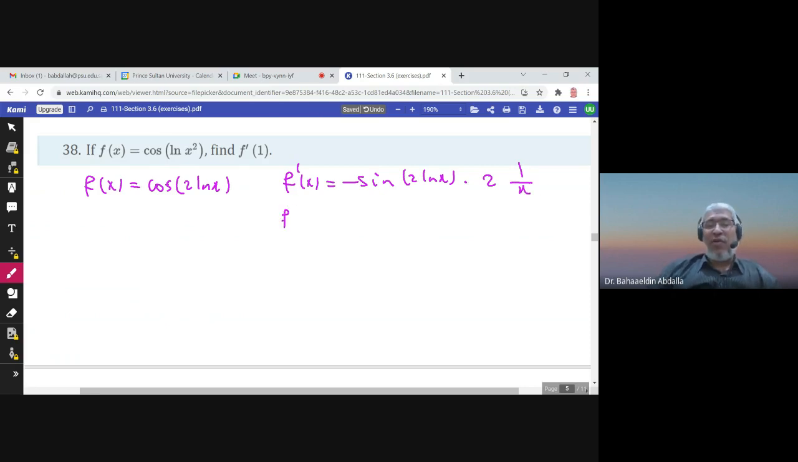And let us find f prime of 1. Well, it is negative sine of ln 1 is 0, 2 times 0 is 0, sine 0 is 0, times 2 over 1. So 0 times 2, the answer is 0.